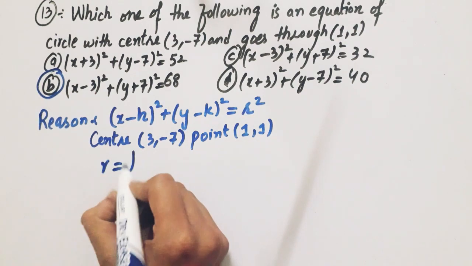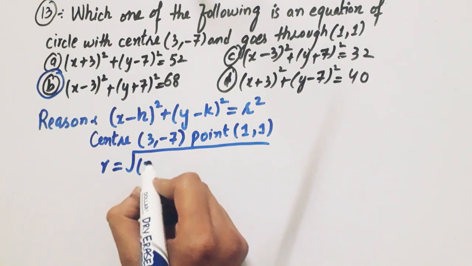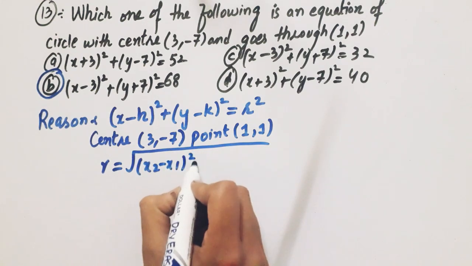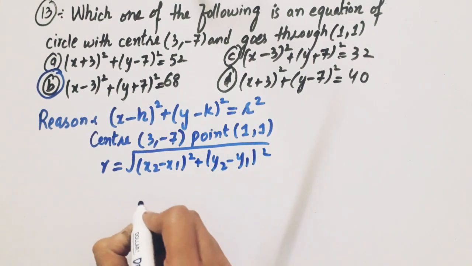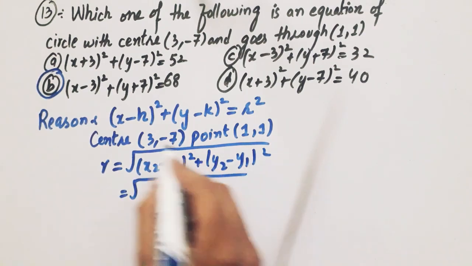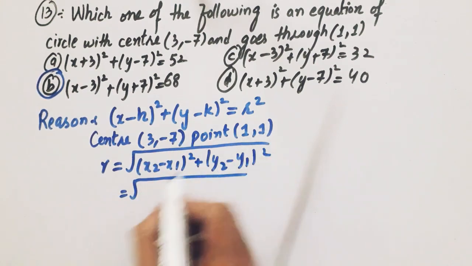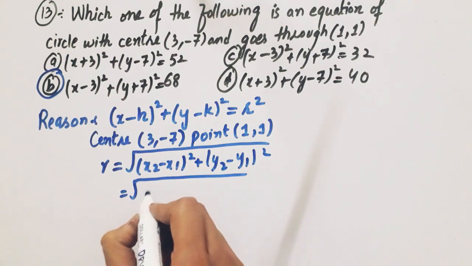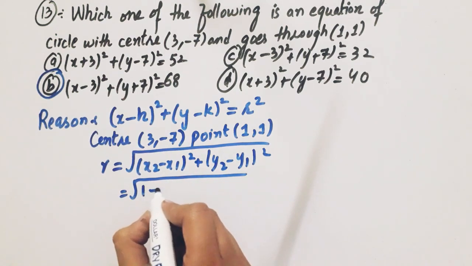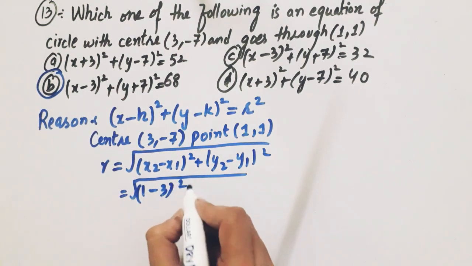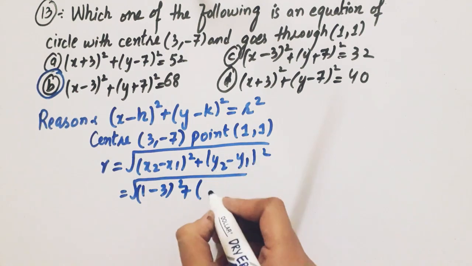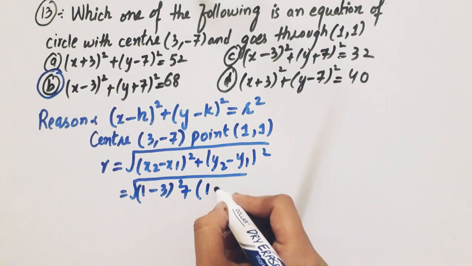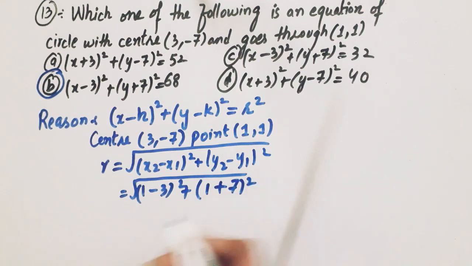So the radius will be equal to the square root of (x2 minus x1) square plus (y2 minus y1) square. Consider this is x1, x2, and this is y1, y2. So it is (1 minus 3) whole square plus (1 plus 7) whole square.